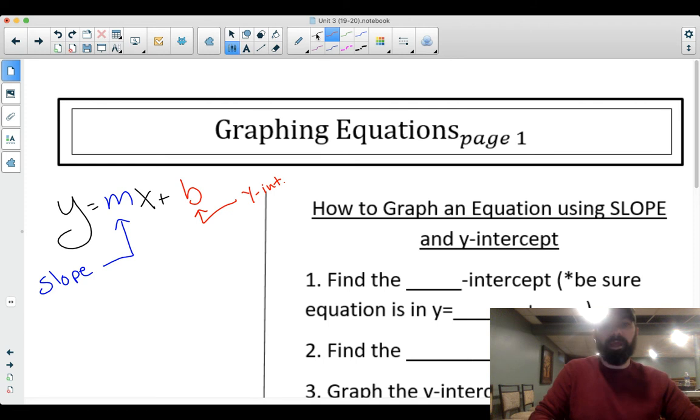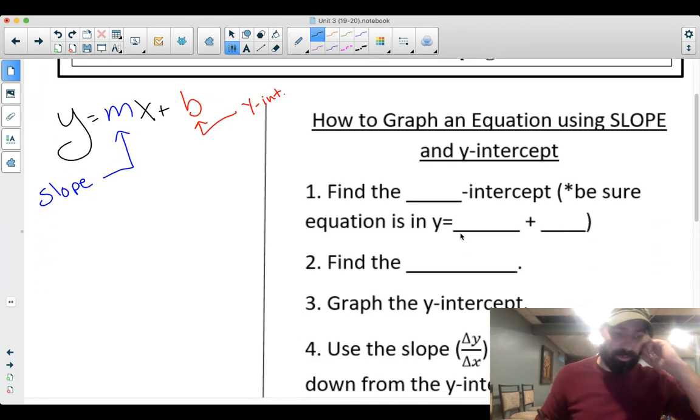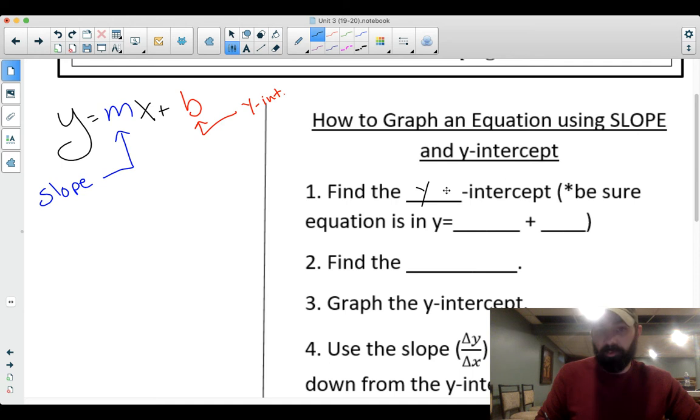So how do we graph an equation using slope and y-intercept? Well, first, you need to find the y-intercept. Remember, that's the letter b in our equation. Be sure the equation is in that form, y equals mx plus b. If it's not in that form, try to put it in that form. See if you can solve for y, get the y by itself. So once you find the y-intercept, you want to find the slope. That's our letter m. Okay, we have our b, we have our m, we find our slope.